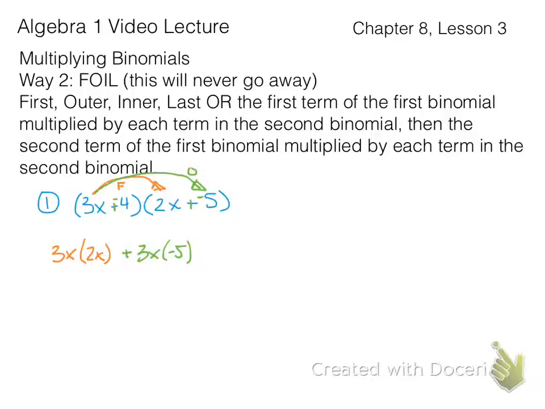So it's basically the last term of the first binomial and the first term of the second binomial. And that's going to give me my inners, my inner ones. So it's going to be negative 4 times 2x, plus my last ones, the last term of the first binomial and the last term of the second binomial. So that's FOIL, F-O-I-L. So remember to FOIL.